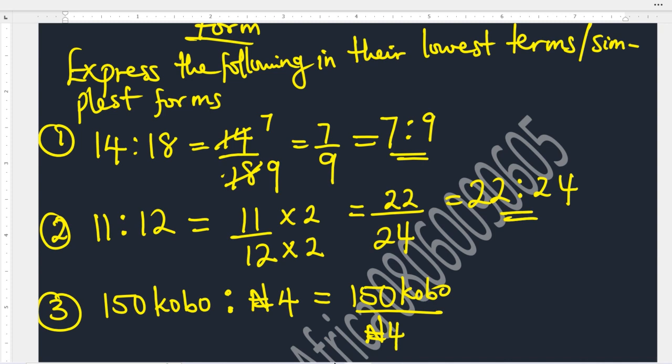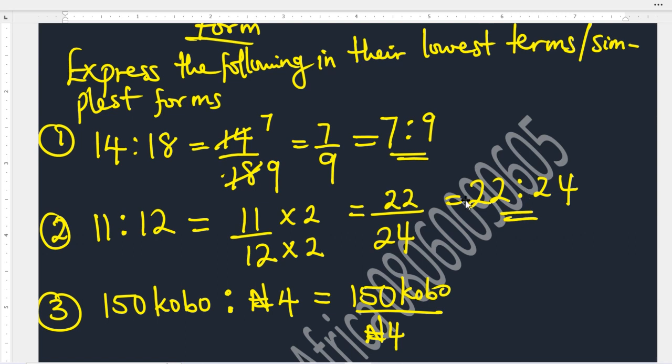Now, if you look at the numerator and the denominator, you will see that they are in different units, okay? The numerator is in kobo, the denominator is in naira. So we have to change the bigger unit to the smaller unit. Now, naira is bigger than kobo. So we have to change naira to kobo.